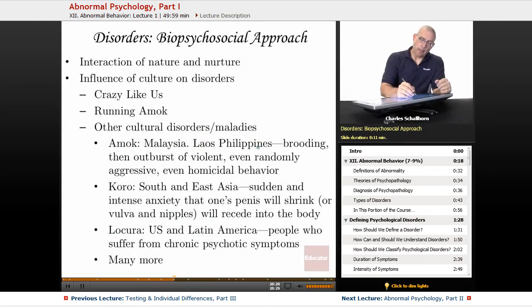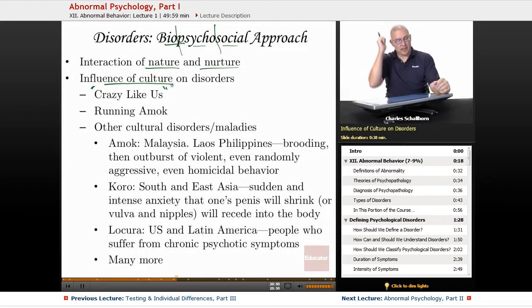Disorders, the biopsychosocial approach. So this combines three different approaches: the biological, the psychological, and the social approach. It's the interaction of nature and nurture, so it's not just biology. It looks at the influence of culture on disorders. And there's a book that I recommend.